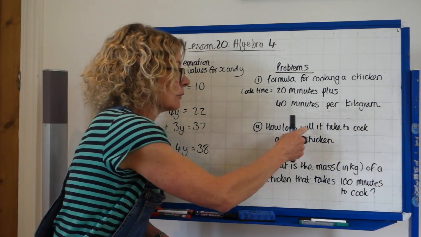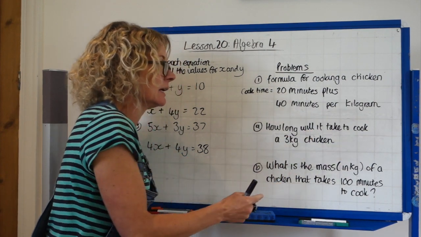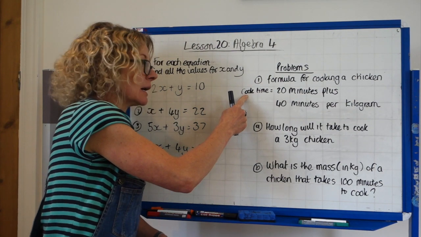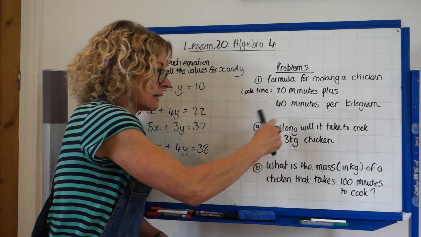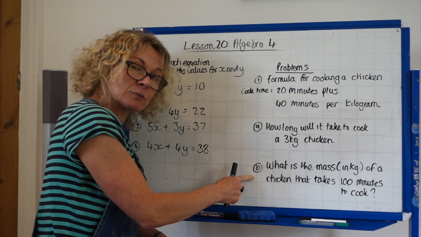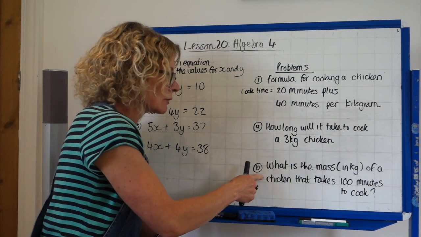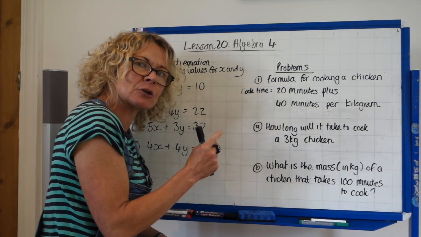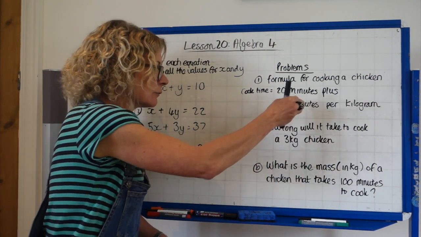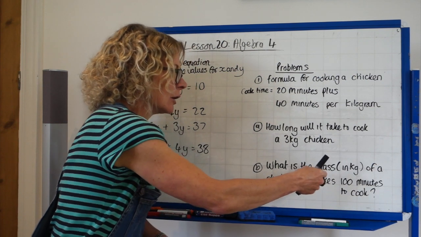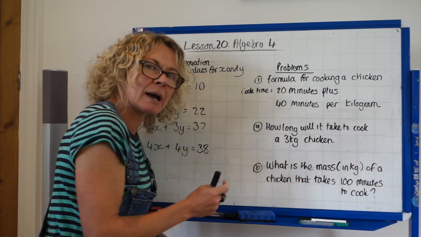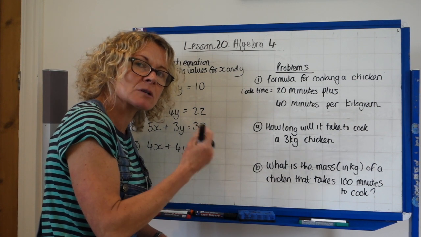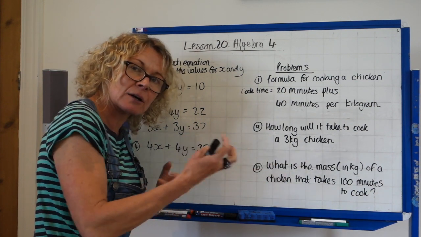So it's asking you how long will it take to cook a 3 kilogram chicken? What do you know? And what have you got to do to equal the cook time? What have you got to do to that weight? And the next one's slightly more complicated. So you've got to go back to what is the weight if it takes 100 minutes to cook. So write out the formula, put in what you know, and get back to the weight. Just write down what you know and what it equals and solve that equation.